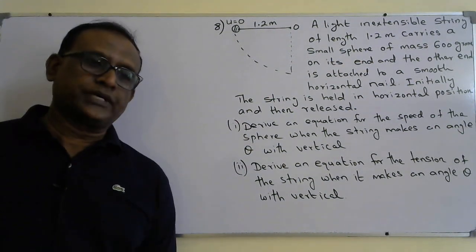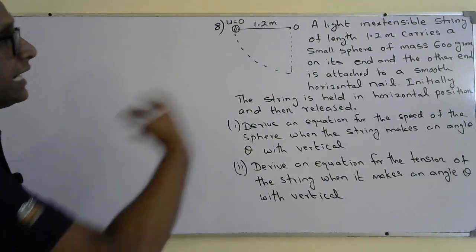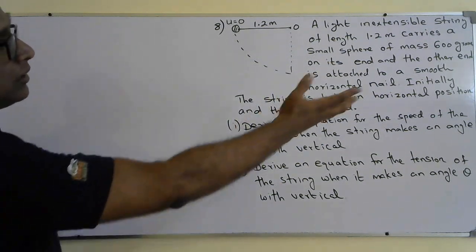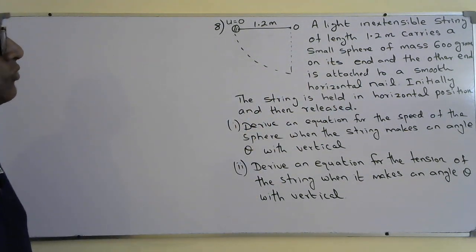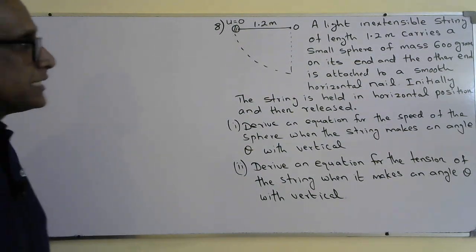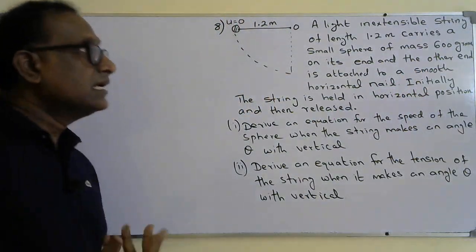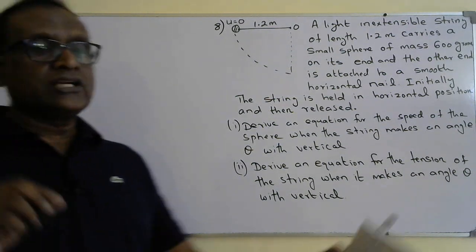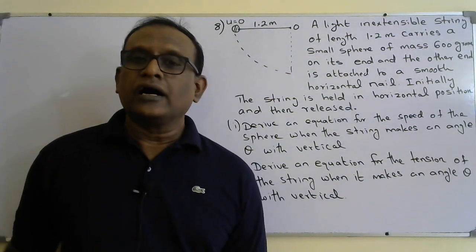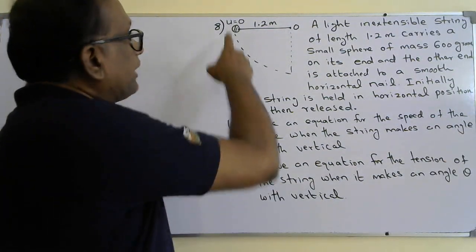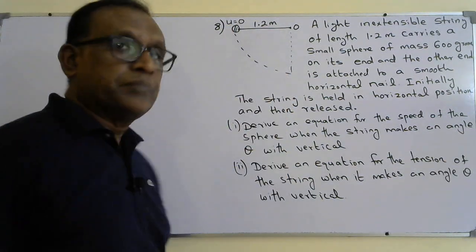Okay, so this is the 8th question. Here a light inextensible string carries a mass on one end, and it was initially held in horizontal position. The mass is 600 gram. It's not slack. Then it's released, so it will move on a vertical circular path.